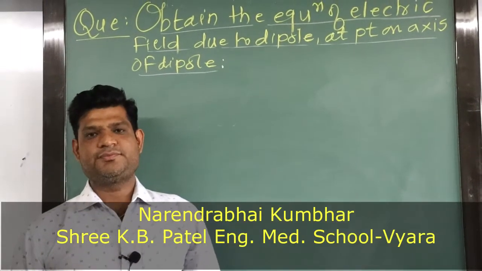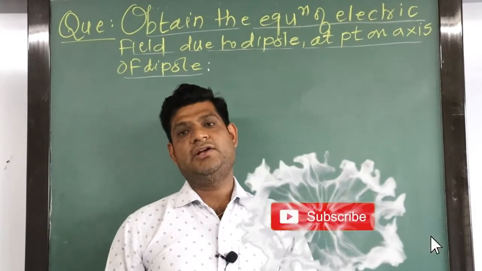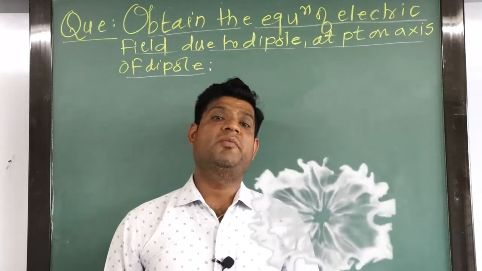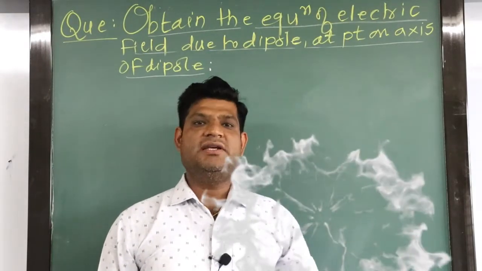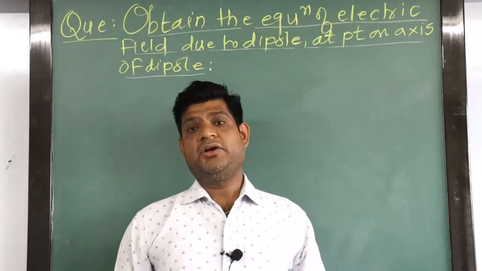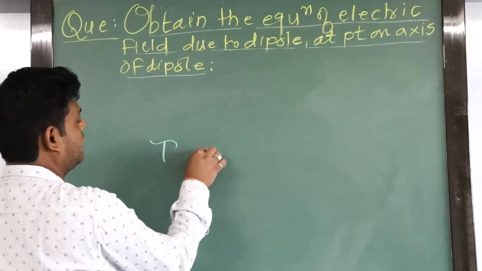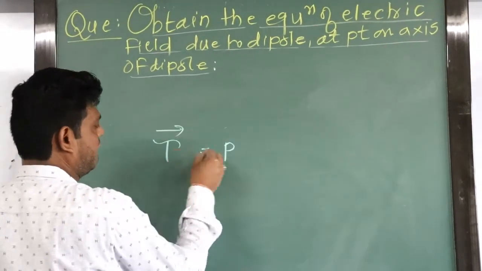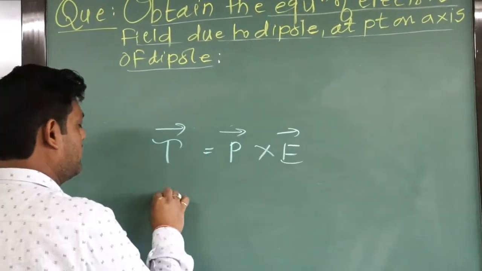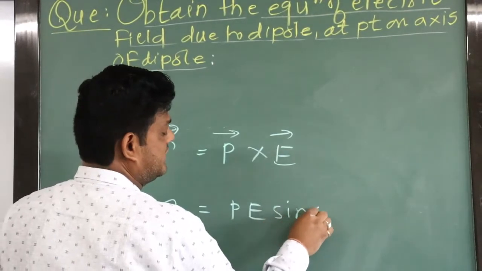Dear students, in the last video we studied torque. When a dipole is kept in a uniform electric field, a torque acts on the dipole, and we obtained the equation: torque vector equals P vector cross E vector, or we can say that τ = PE sin θ.